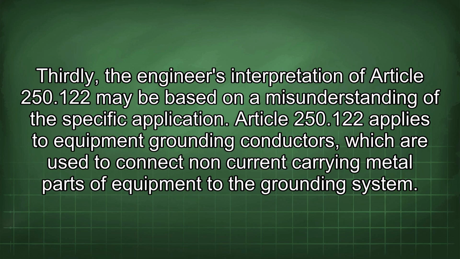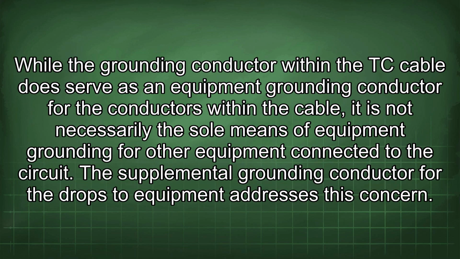Article 250.122 applies to equipment grounding conductors, which are used to connect non-current carrying metal parts of equipment to the grounding system. While the grounding conductor within the TC cable does serve as an equipment grounding conductor for the conductors within the cable, it is not necessarily the sole means of equipment grounding for other equipment connected to the circuit. The supplemental grounding conductor for the drops to equipment addresses this concern.